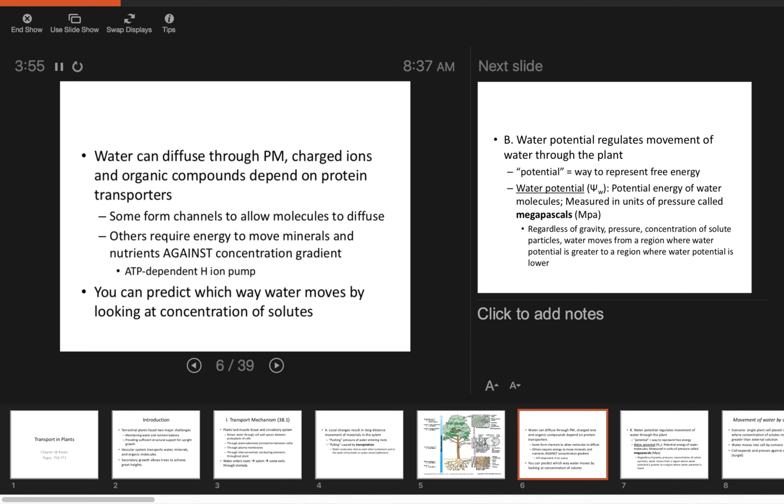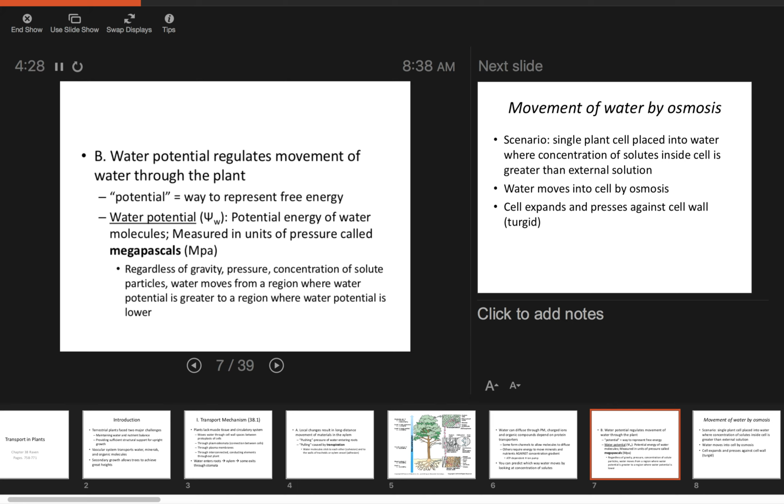Some protein channels require energy to move nutrients against concentration gradients. If you remember, we talked about the sodium-potassium pump a really long time ago, how ATP is needed to move from low concentrations to high, to climb back up the hill. Well, it's the same kind of thing here, but this time it's ATP dependent on a hydrogen ion pump. So we can pump water from low concentrations to high. You can actually predict which way water will move just by looking at the solute concentration inside of the organism.